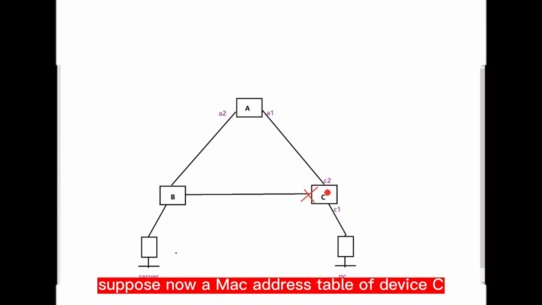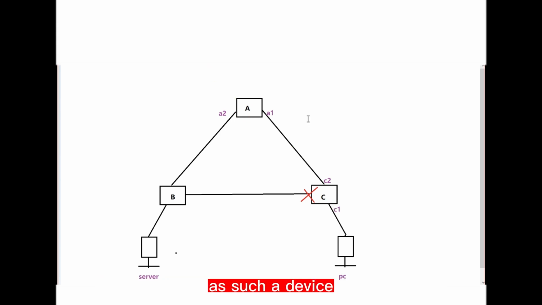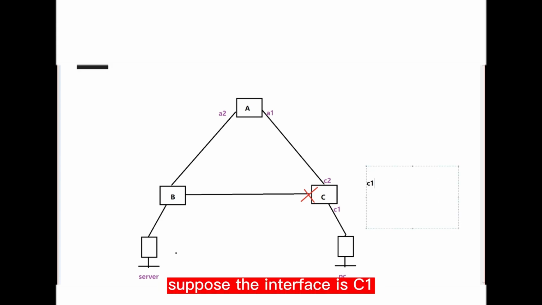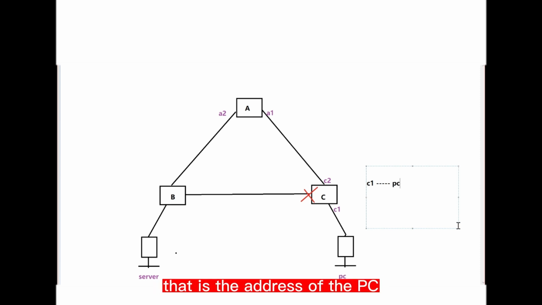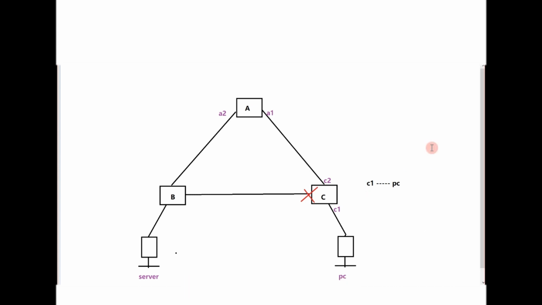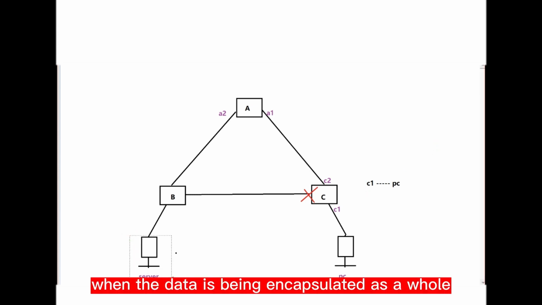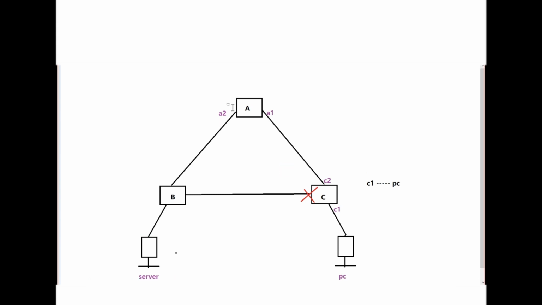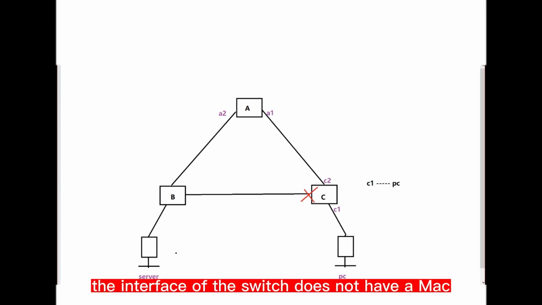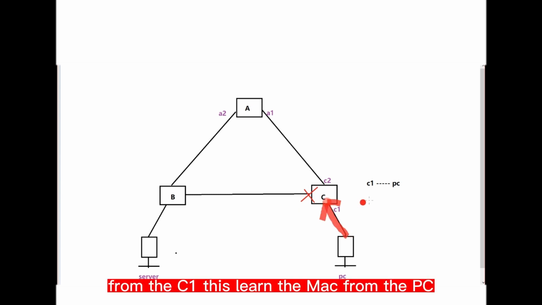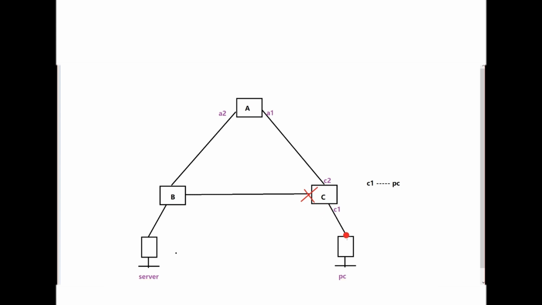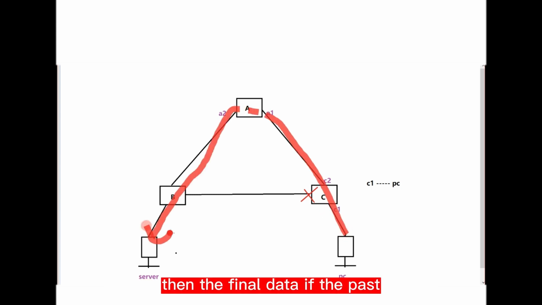Suppose now a MAC address table of device C. As such a device, it must have its own interface. Suppose the interface is C1. C1 corresponds to an address that is the address of the PC. I actually told everyone, when the data is being encapsulated as a whole, in fact, the interface of the switch does not have a MAC. So now send the data here. From the C1 interface it learns the MAC from the PC. Then the final data goes past.